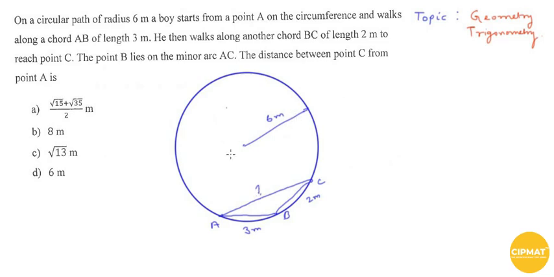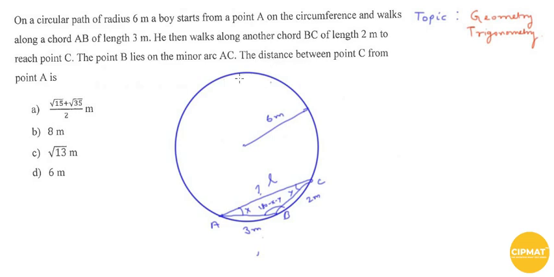All right. So AB is 3 meters. BC is 2 meters. We need to find this out. Let's consider this to be, let's say, L, right? And if we have this angle as X and this angle as Y, then what will be this angle? This angle will be 180 minus X minus Y degrees, if I consider this angle as X degrees and this angle as Y degrees.